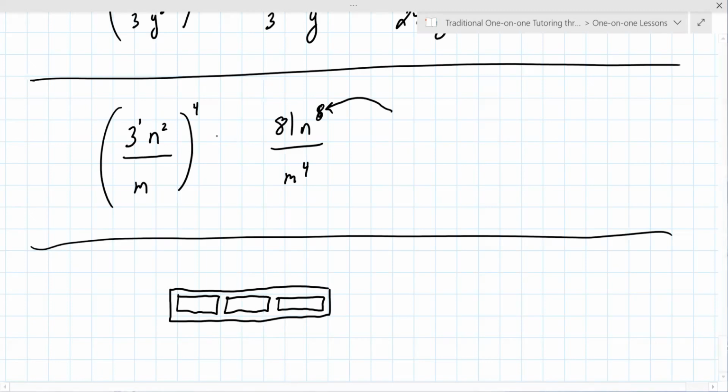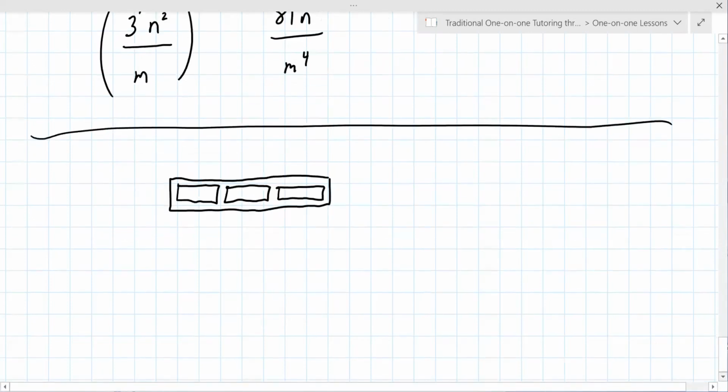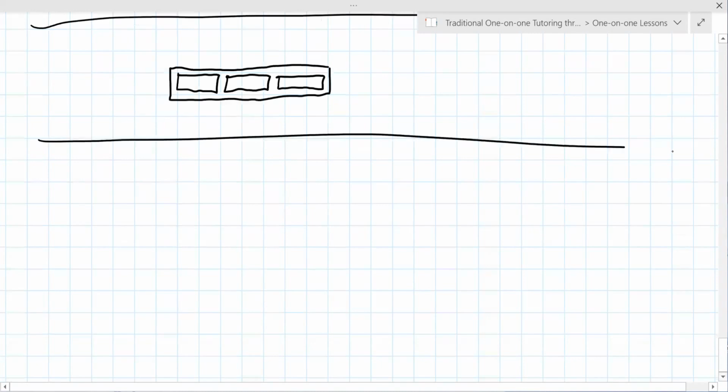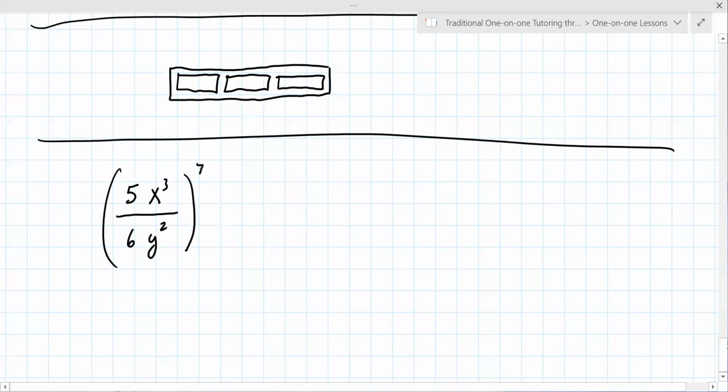Right. So let's try another example here. Let's see if I can get you to do it. Let's go 5x cubed over 6y squared to the power of 7. And this time you do not simplify the numbers. Just write them with the exponents.